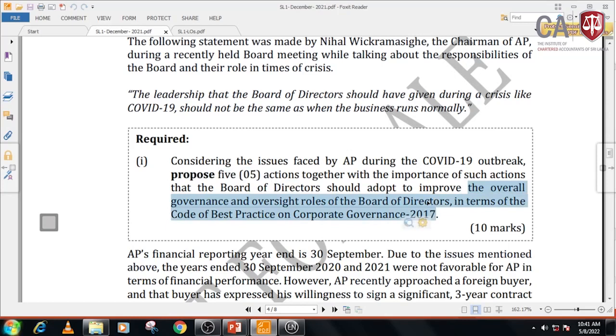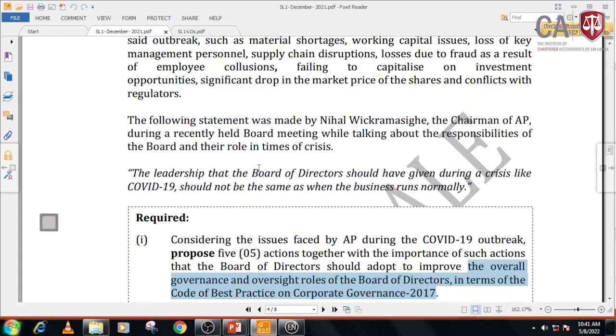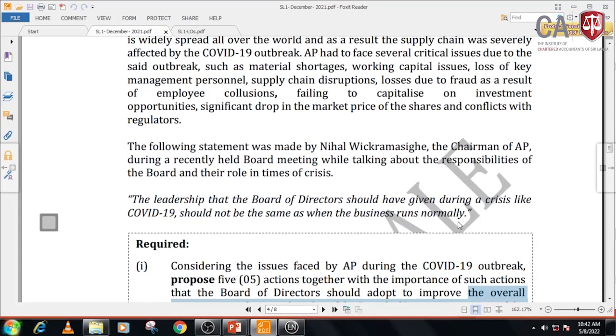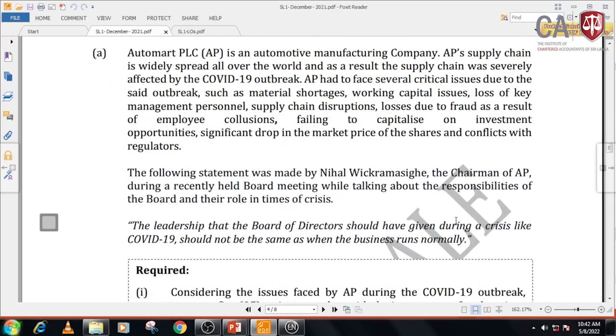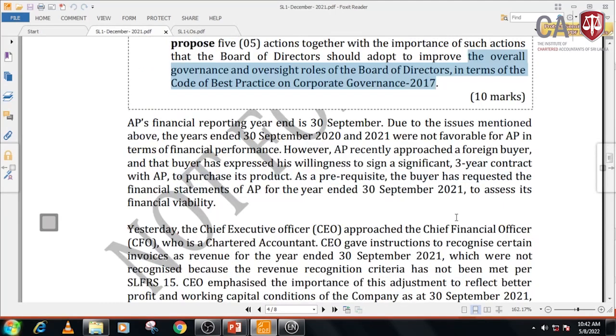The code of best practices. While it looks like this question is directly from the book, it is very hard to just copy and paste 5 things and write, because the answer has to be written in the context of the COVID-19 outbreak. So, what are the contextual paragraphs given to us? Only 3 paragraphs. Anyway, this is something to do with the board of directors, 10 marks. While you have to put a lot of effort into consolidation, if you are a brilliant student who can apply corporate governance to today's environment, you can get these 10 marks very quickly.